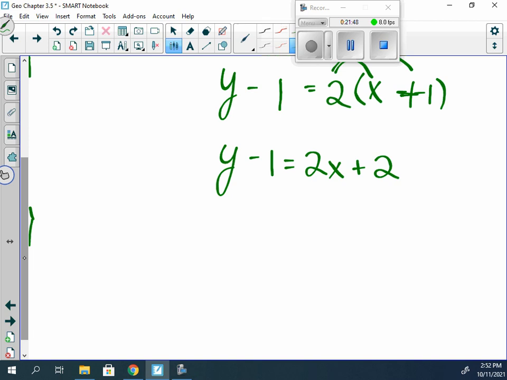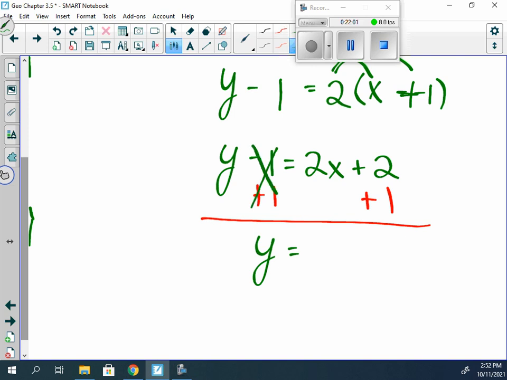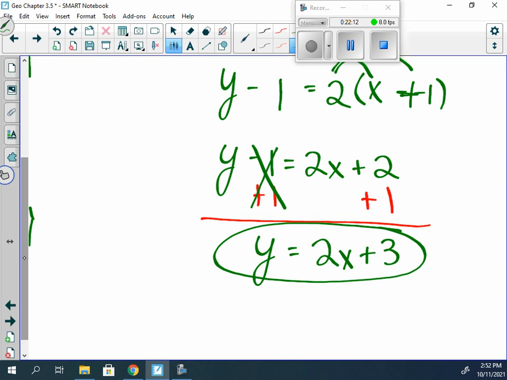Is y completely by itself? No. So what do we need to do? Add 1 to both sides, because the negative 1 plus 1 will cancel, and on the other side, the 2 plus 1 would give us 3. So the equation of the line that is parallel to the given one and passes through the point negative 1, 1 is the equation y equals 2x plus 3. And that's it. That's the answer.